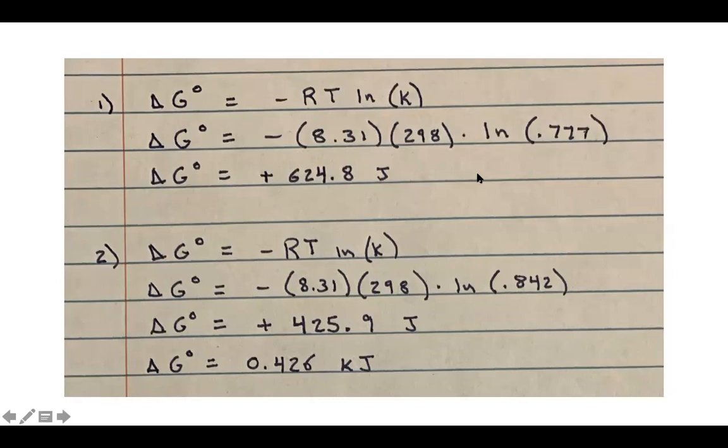And so when you plug in these values for number 1, you would have found that delta G naught is positive 624.8 joules, so about 625 joules. And for 2, it would have come out to about positive 426 joules. That wasn't an answer, however, you had to convert it to kilojoules. And so the correct answer would have been 0.426 kilojoules. Right? To convert from joules to kilojoules, you just divide by 1,000.